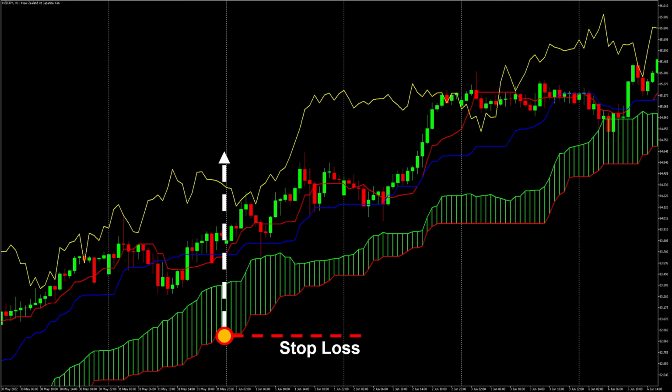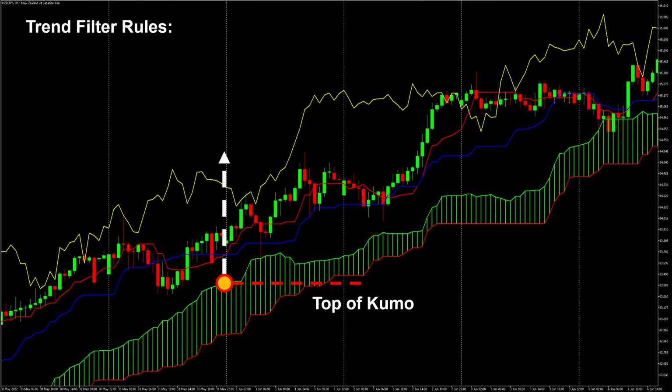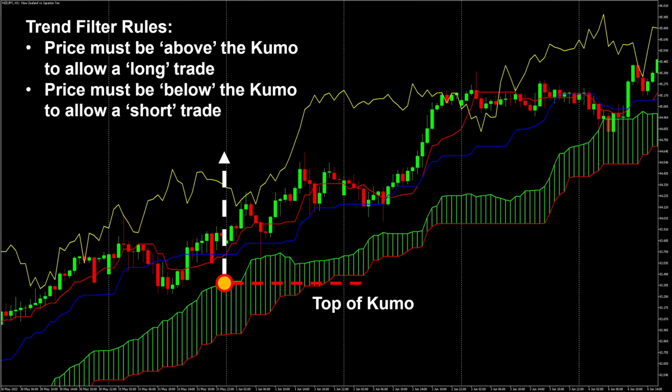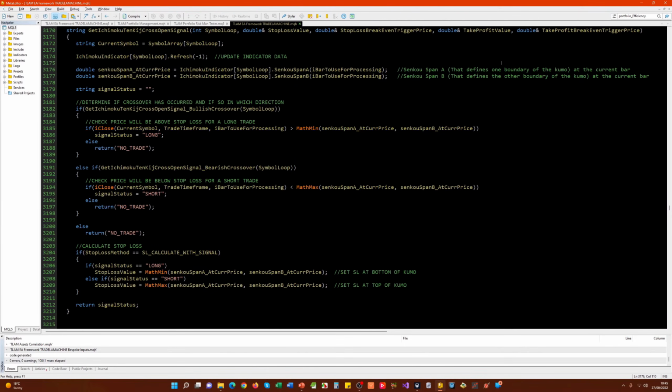In order to implement this new rule, which is that the price must be above the cloud for a long position, we simply need to make that criteria a little bit more stringent and say that the price must be above the top of the Kumo. So we already have the rule in code, we just need to slightly adjust it. And so we're now going to say price must be above the Kumo to allow a long trade to execute and must be below to allow a short trade to execute. So let's now return to our code and make those adjustments.